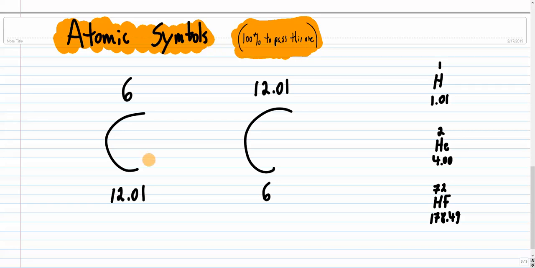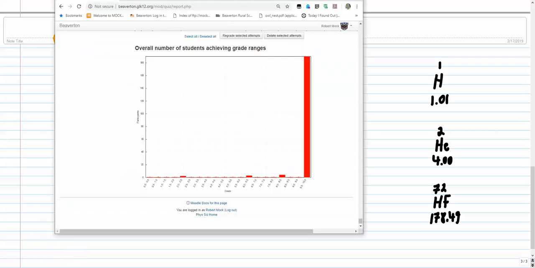So before you get all worried about it, thinking it's super hard, look at this. This is just a graph of the last couple hundred kids who took the quiz. And look, pretty much everybody passes it. There's a couple kids who are still working on it. But out of the last couple hundred attempts, this is where you're going to end up. You are going to pass it. You just got to get ready for it. And it's not too hard.